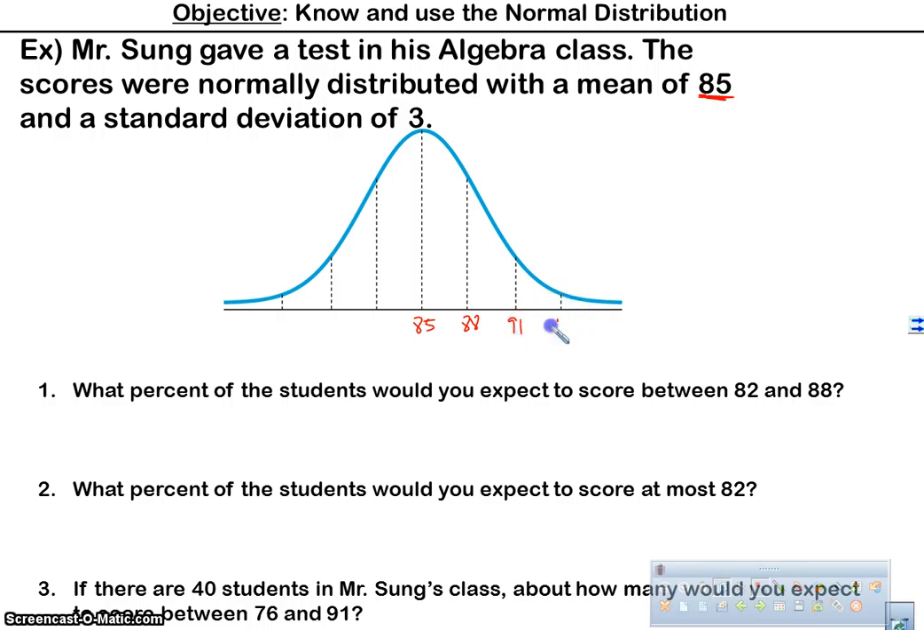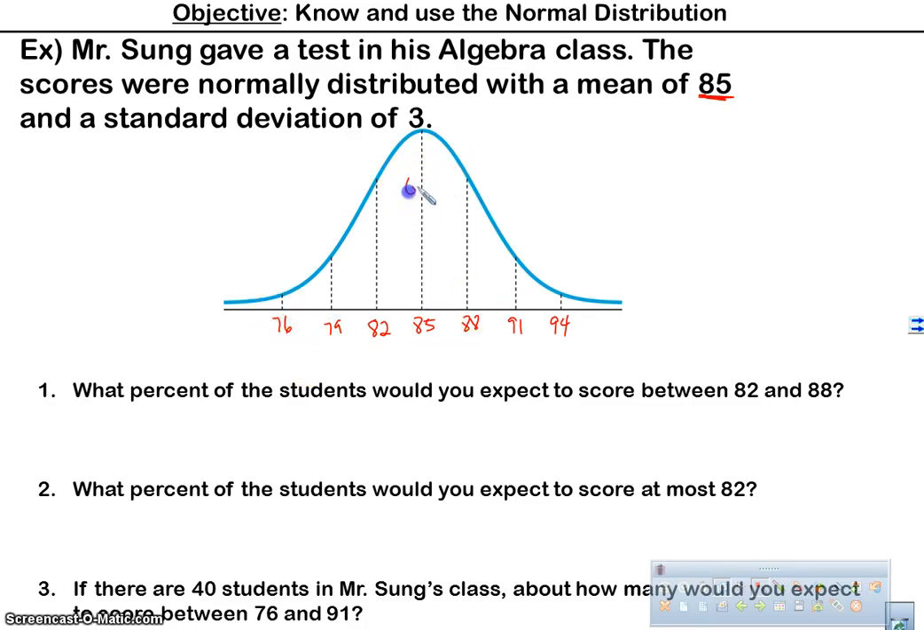I'm going to add 3 and get 94. And then I'm going to do the same thing that way, except I'm going to subtract. So subtract 3 and get 82. Subtract 3 and get 79. And subtract 3 and get 76.